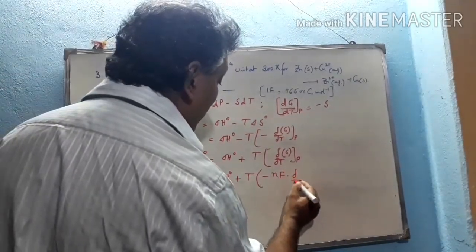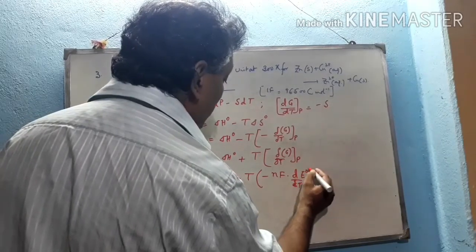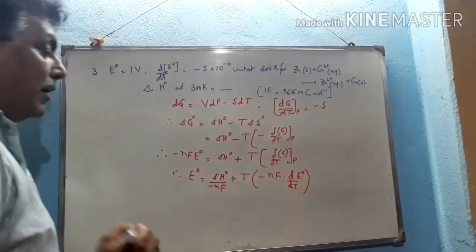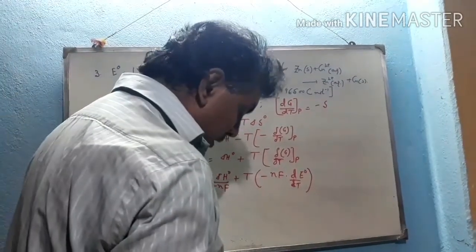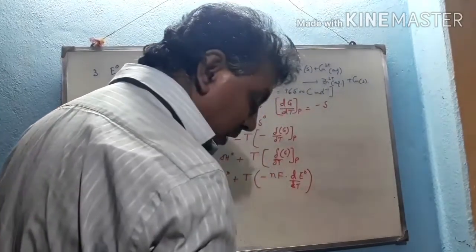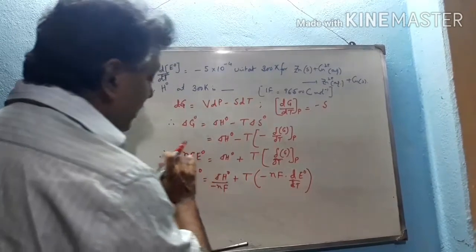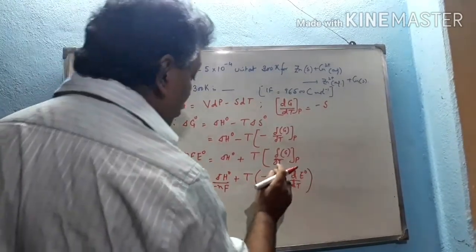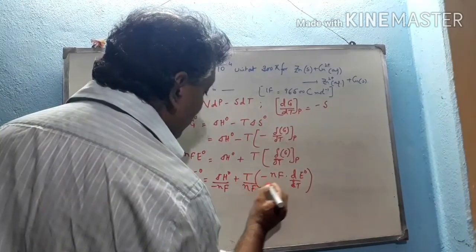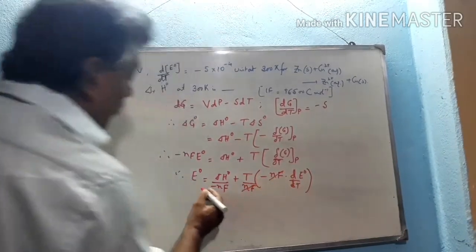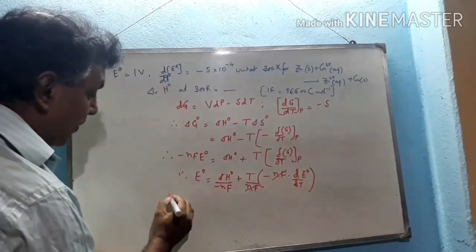That means ∂E0/∂T at constant P, so nF times dE0/dT at constant P. So we have to find out the value of nFE0 here. Now nFE0 is this, E0 is equal to this, dividing both sides by nF, so this will also be divided by nF and this will be cancelled.